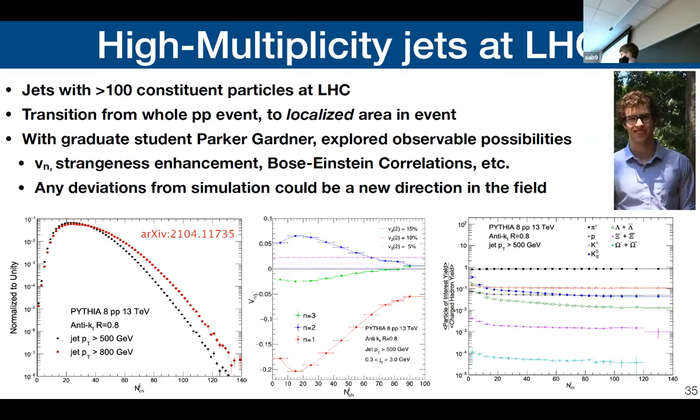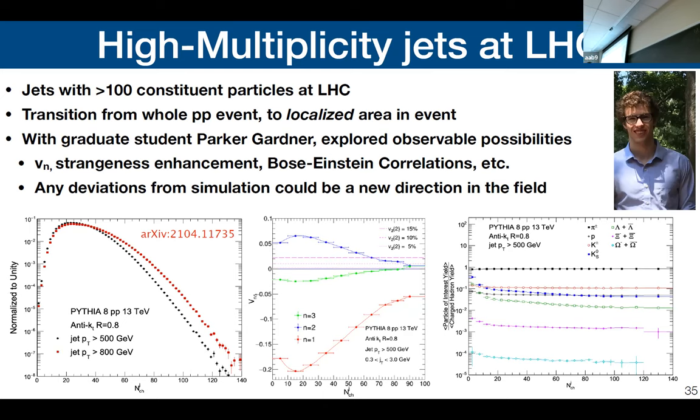So with a graduate student from here at Rice, Parker, back there, we did a study in simulated events. We looked at events that have up to 100 particles within them, so that's twice as much as the highest multiplicity event, but only in one jet. What we found was that we can look at all these observables that we have looked at in heavy ions and proton-proton collisions inside of a jet, looking at this localized high density environment as well.